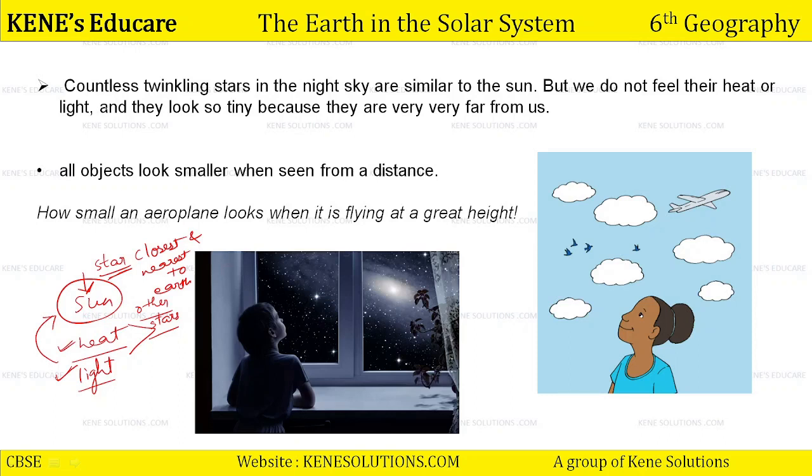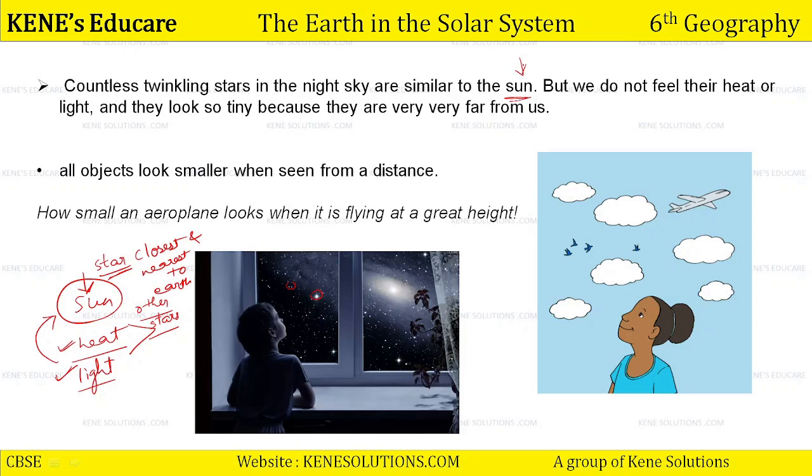Okay? Countless twinkling stars in the night sky are similar to the sun. The other stars, as you see that they twinkle in the sky, they are very similar to sun. They also have their heat and light. They are also very huge in size. They also emit heat and light, okay?